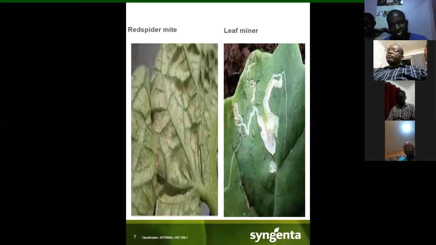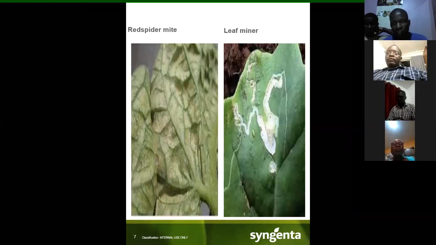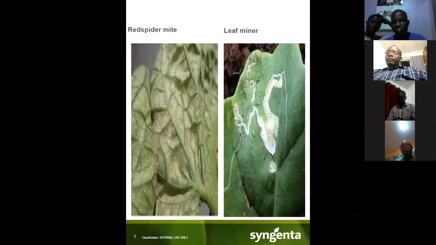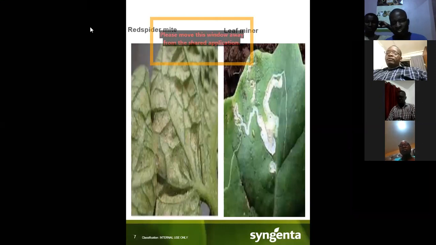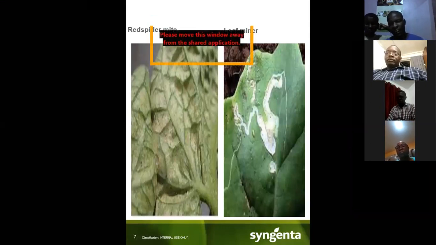If you've got such kinds of pests, there's a chemical known as Agrimec Gold. Agrimec Gold is also a systemic insecticide. It's absorbed by the system. As you can see, the leaf miners are found.